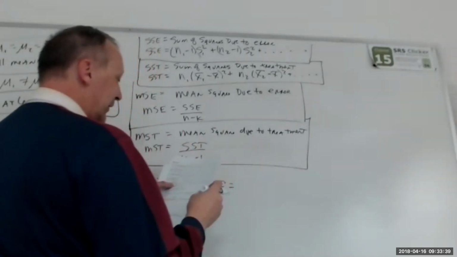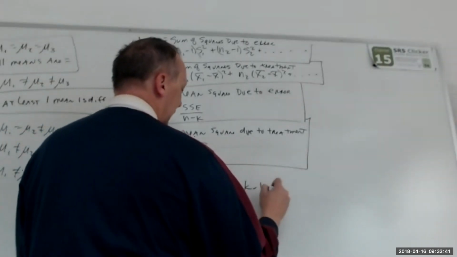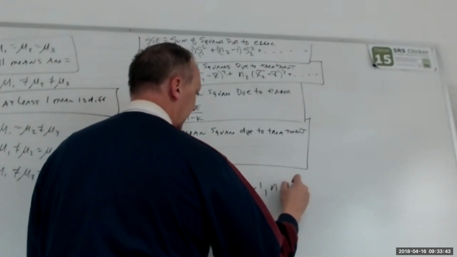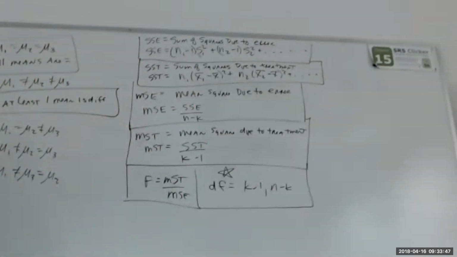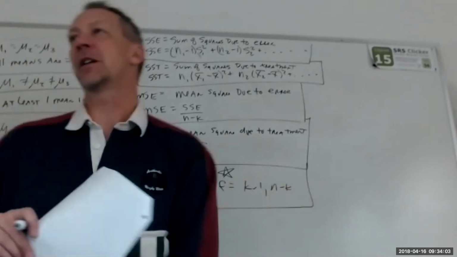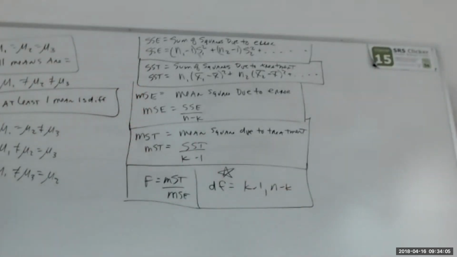So your degrees of freedom is k minus 1, n minus k. That is the one thing, and I'll put a star there, that you will have to memorize. I'm 90% certain that tomorrow's quiz is going to be on Excel, so definitely practice this on Excel. The degrees of freedom is what you have to memorize: k minus 1, comma, n minus k. Remember, it's 2 sets of degrees of freedom.